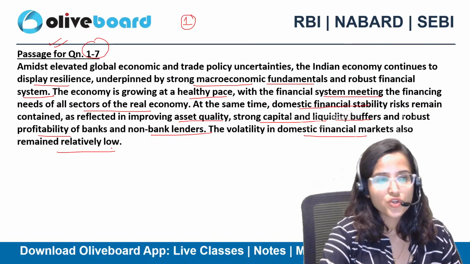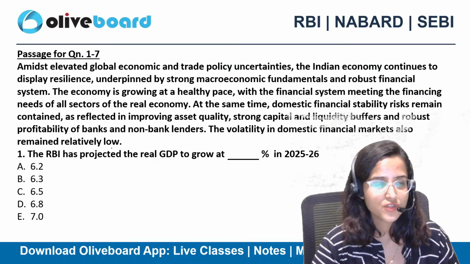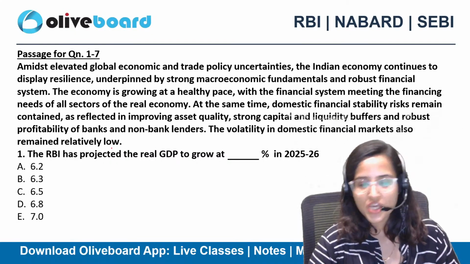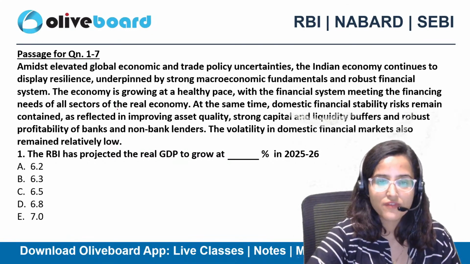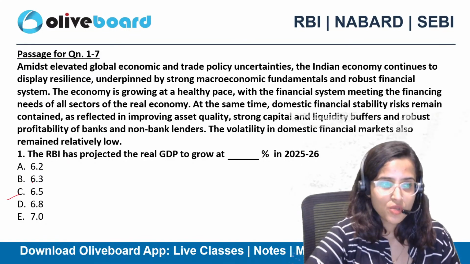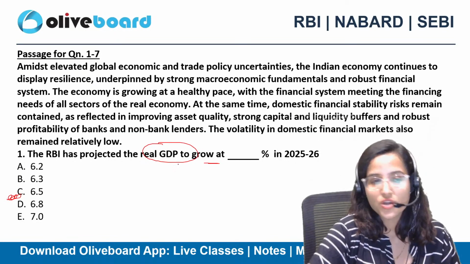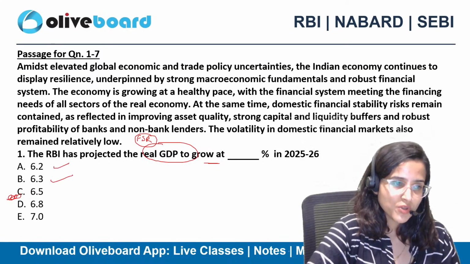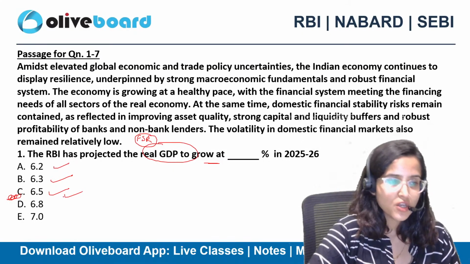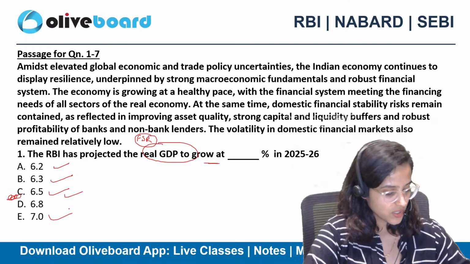The question is going to be the first question. Let's see what is the first question. The RBI has projected the real GDP to grow at dash percentage in 2025-26. So we are talking about what? The real GDP growth is projected at what according to this Financial Stability Report? 6.2, 6.3, 6.5, 6.8 or 7%. What is the answer to this question?